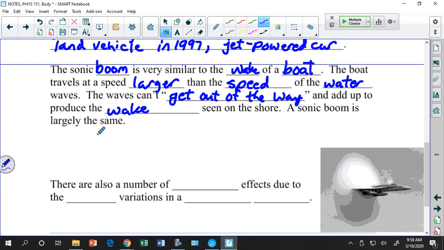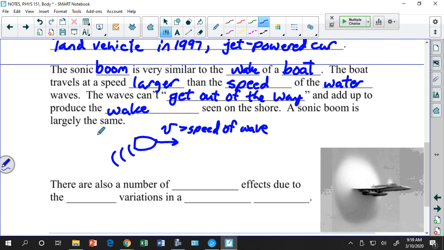So if we think about a boat, it has a velocity that's bigger than the speed of the wave. And so it's producing waves, but they're being produced at a rate faster than they can travel to get out of the way. So these waves will tend to collect upon one another, and if I have two waves like this and add them up, they'll make a bigger wave. And so this bigger wave is the wake of a boat, or it's going to be like a sonic boom.